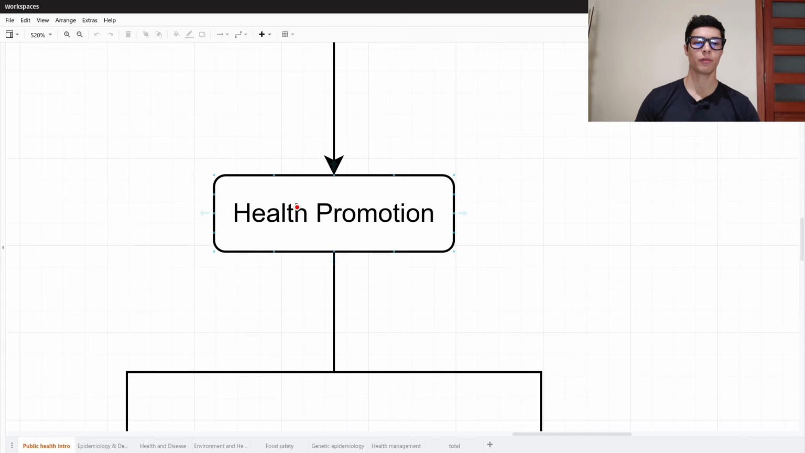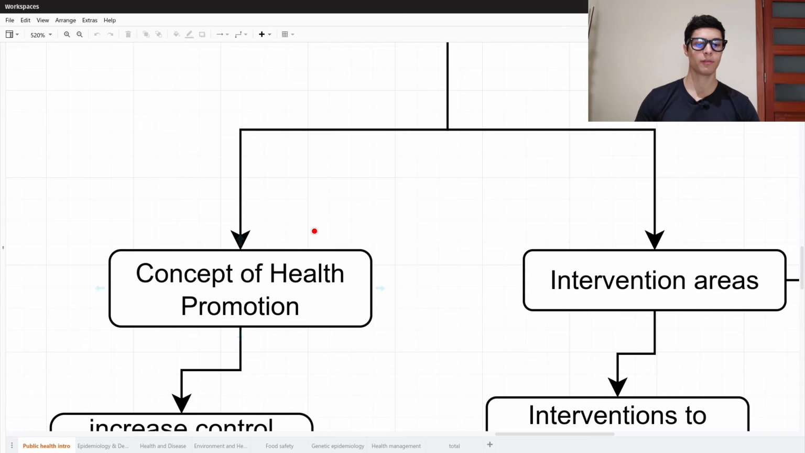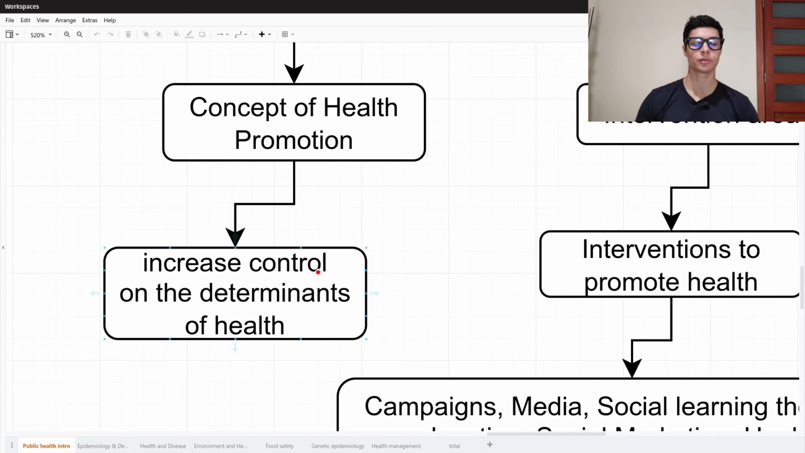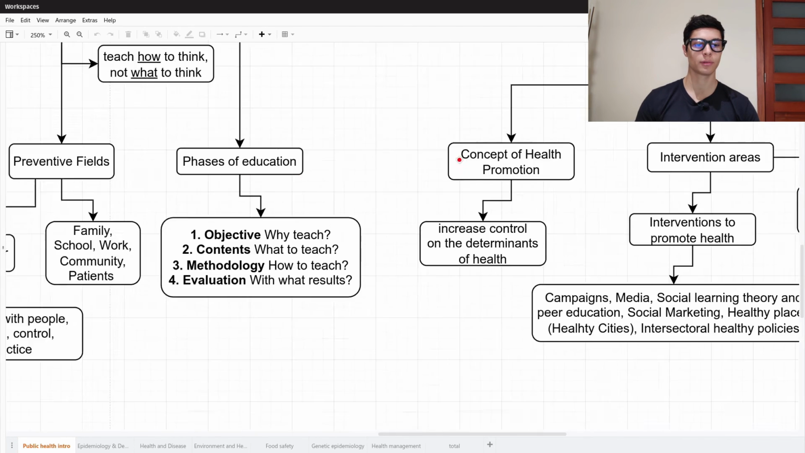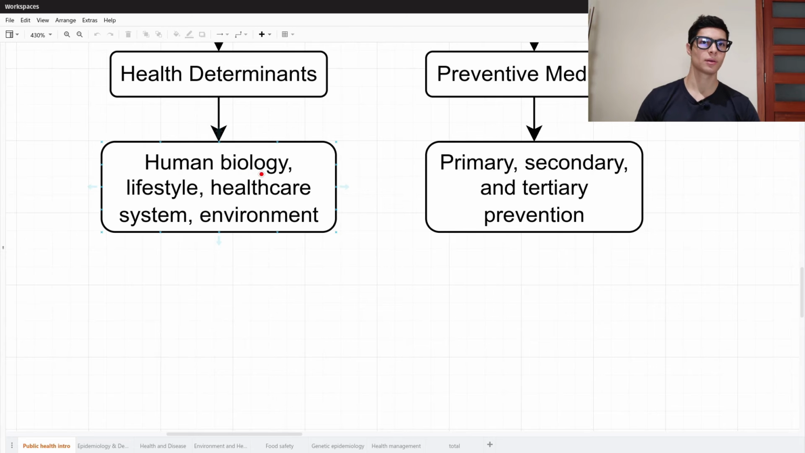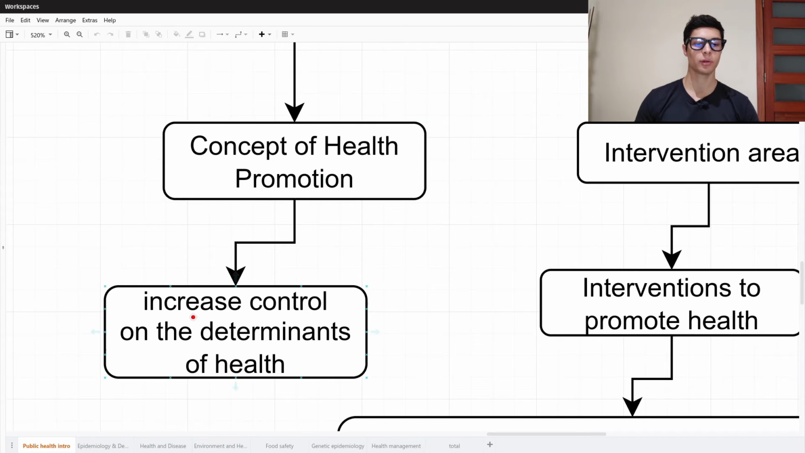And then we have health promotion, which is not the same as health education. The concept of health promotion is to increase the control on the determinants of health. Do you remember the determinants of health? These ones. The human biology, we don't really have much control on the genetic profile, but we know how the body works. And we can change the lifestyle, the healthcare system, well, more or less, and the environment. Altogether, we can make a change, of course. So health promotion is all about increasing the control on those determinants.